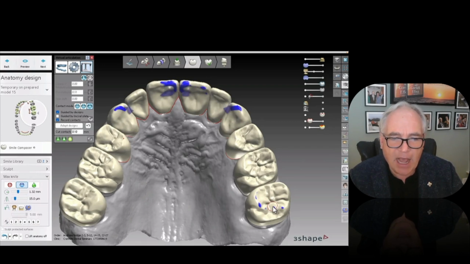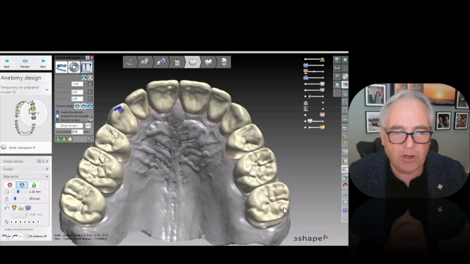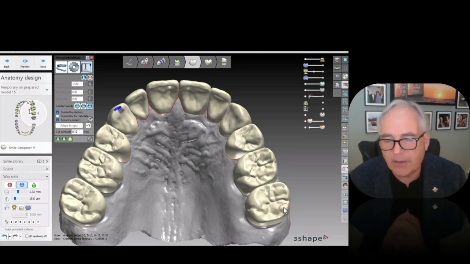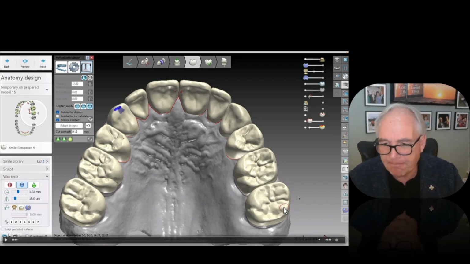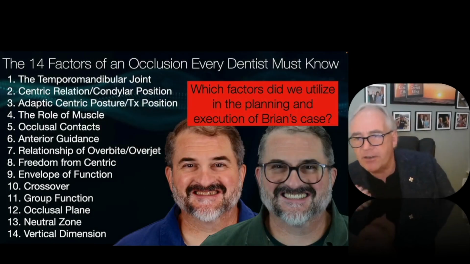I get asked a lot, how much do I need to open? I'm going to open the least amount that I need to be able to get the job done. I hear things about opening 8 or 9 millimeters. I don't know how that's possible. I don't think I've ever opened at the pin on an articulator, analog or virtual, more than about 2.5 to 3 millimeters. That should be plenty. So that's been the 14 factors.